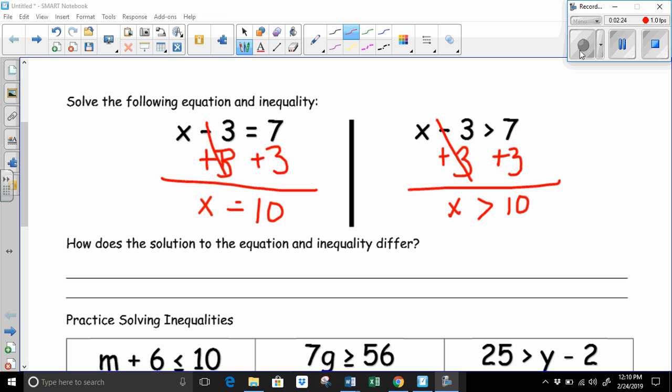Now that you've had a moment to think about it, our equation and inequality answers are different. With our equation, it's saying that x is equal to 10 and x can only be 10. But when we look at inequality, it says x could be any number greater than 10. So with our equation, we have one specific answer. With our inequality, we can have an infinite amount of answers as long as x is greater than 10.